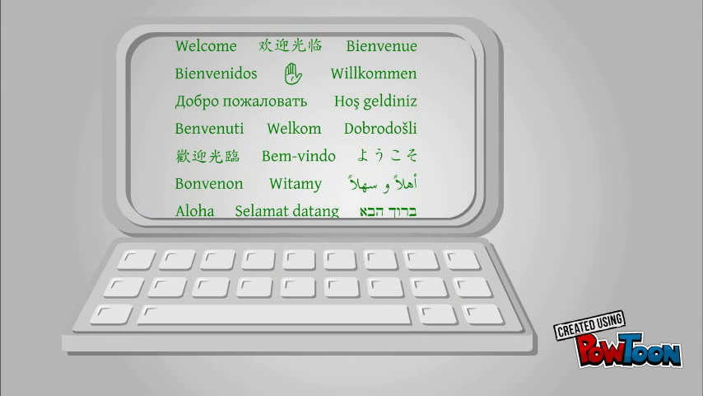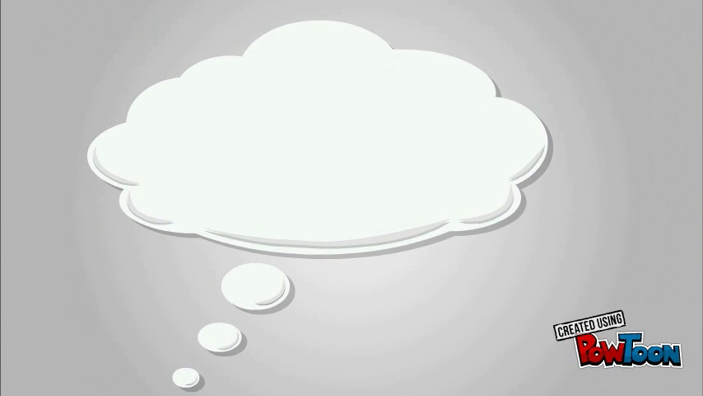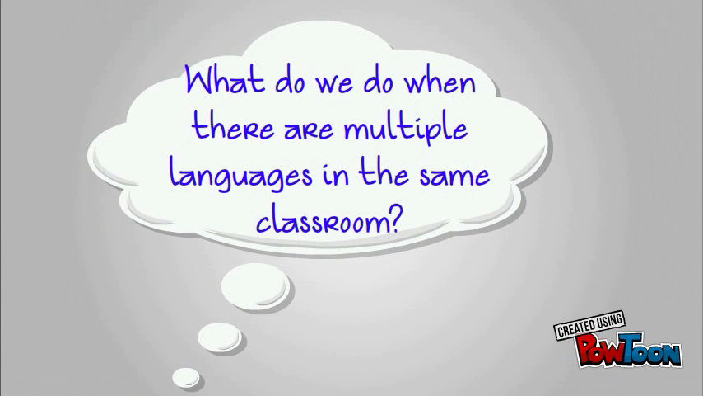All over the world, we have classrooms where there are students speaking all different types of languages: Spanish, English, Mandarin, Arabic, and everything in between. So if we have all of these different languages, what are we supposed to do as educators? We know we want students to be able to communicate, but it is more complicated than that. So the question still remains, what do we do when there are multiple languages in the same classroom?